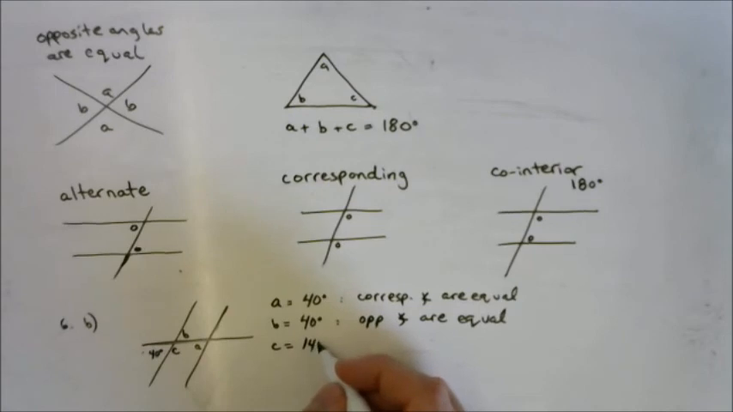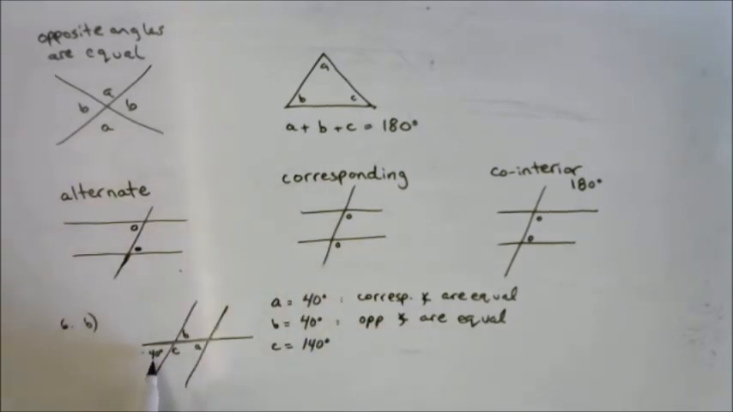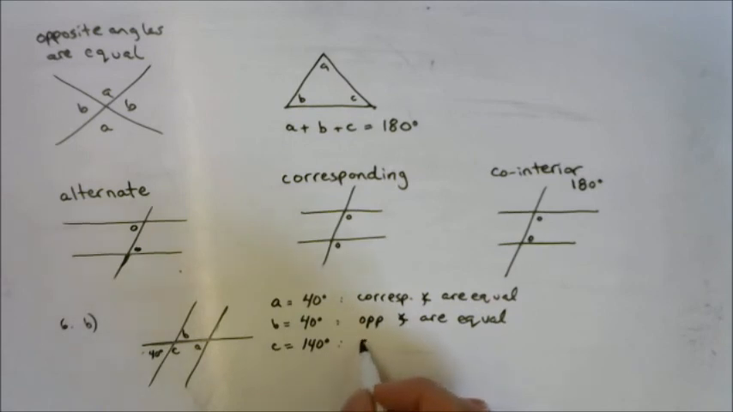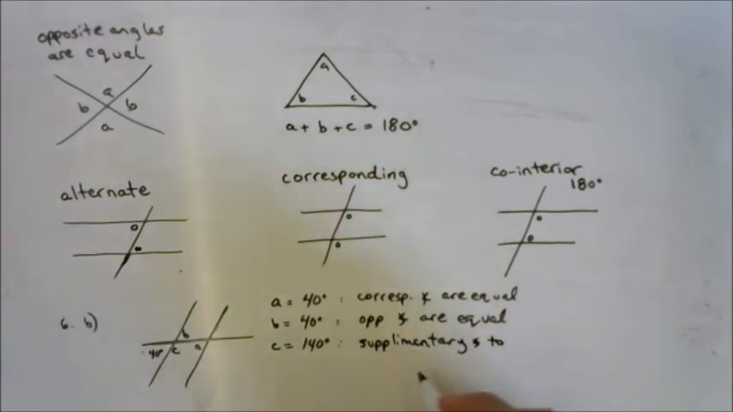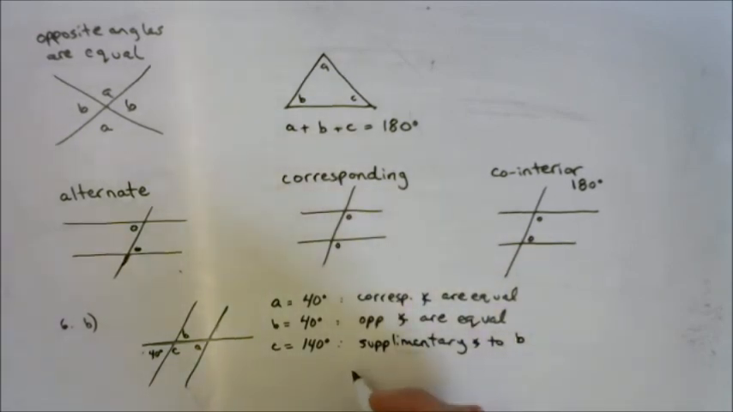How do we know? Because it has to equal 180. So it's either supplementary with the angle that's given, or supplementary with the angle B, or co-interior with angle A. I'm going to use supplementary, even though that's not even on your notes. Supplementary angle to B. Or you could write co-interior with A.